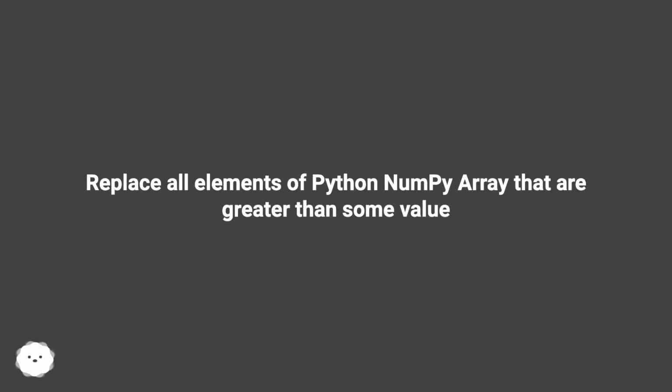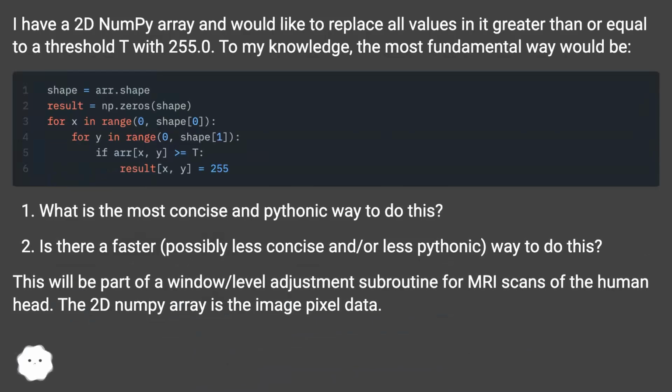Replace all elements of a Python NumPy array that are greater than some value. I have a 2D NumPy array and would like to replace all values in it greater than or equal to a threshold t with 255.0. To my knowledge, the most fundamental way would be.